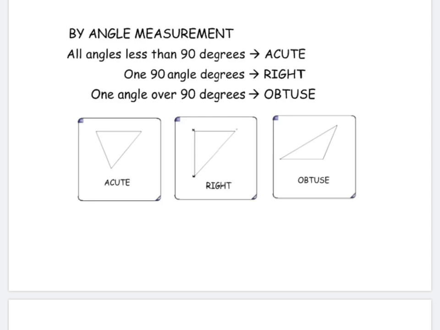The other way we classify triangles is based on their angle measure. Triangles always have three angles because they have three sides, but if all of their angles are less than 90 degrees, we can say that the triangle is an acute triangle. If one of the angles is exactly 90 degrees, then it is considered to be a right triangle. And if one angle is over 90 degrees, or bigger than 90 degrees, it's considered to be an obtuse triangle.